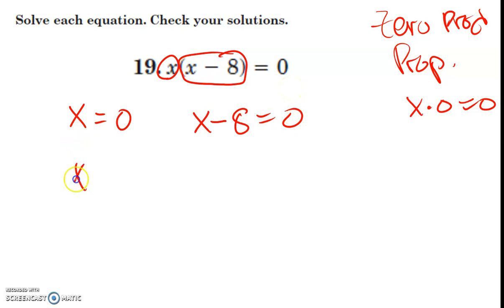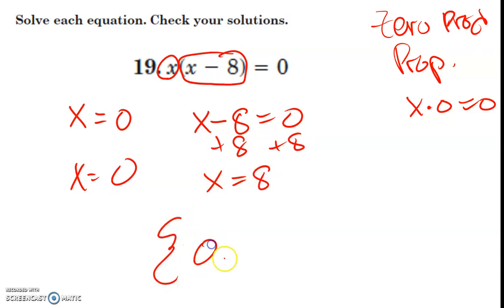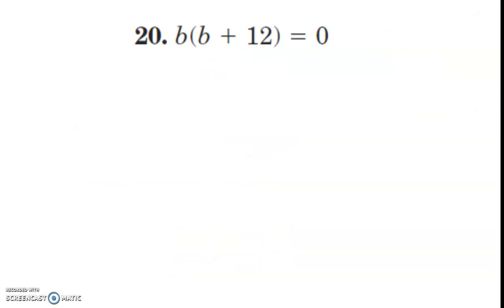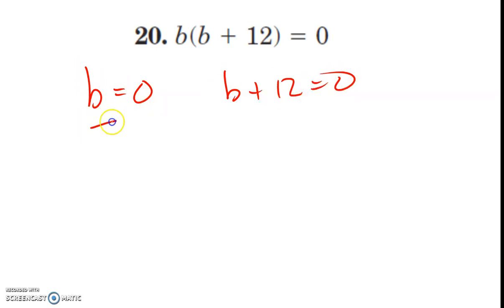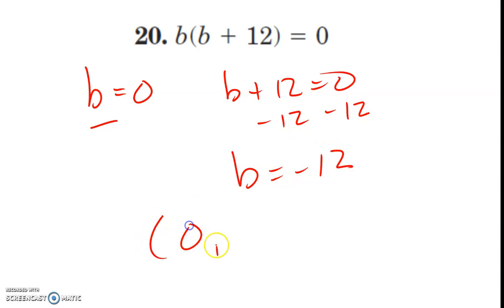This one's already solved for itself. I'm going to add 8 over here. X is equal to 8. So the two solutions to this expression are 0 and 8, using the zero product property. Same idea in 20, we're going to let them both equal to 0. This one's already solved for, we'll see shortly where that won't be the case. And then b is equal to negative 12. In a future lesson, I'll share with you what it is we're actually looking for.